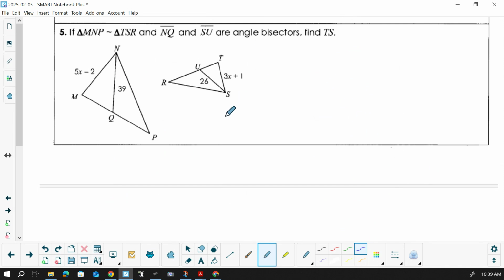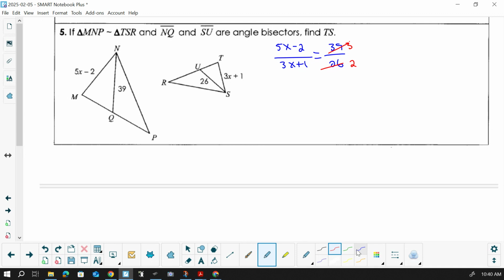Number 5, last one on this page. Let's see here, the 5x minus 2 goes with the 3x plus 1. And then that means the 39 goes with the 26. I think 13 goes into both of these, so I'm going to simplify that. 13 goes into this 3 times, and 13 goes into this 2 times. Wow, that makes that a lot easier now to cross multiply, doesn't it?